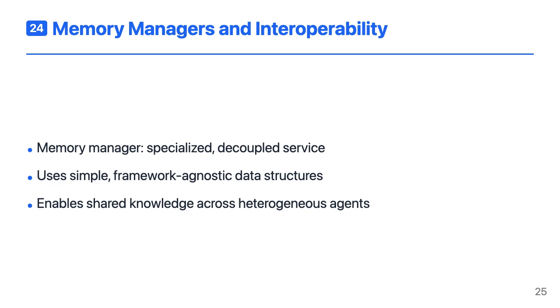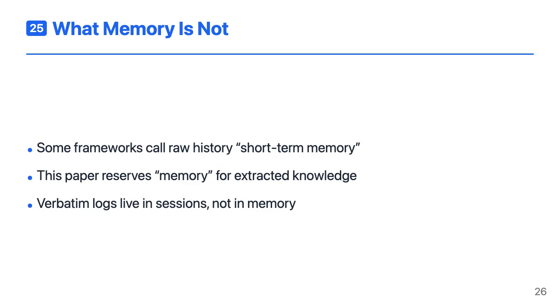Multiple agents, possibly written in different stacks, can all connect to the same memory store, contributing to and drawing from a shared knowledge base. This is how you get true collaborative intelligence across a heterogeneous agent ecosystem. Terminology can be confusing. Some frameworks refer to the session transcript itself as short-term memory. In this white paper, the authors draw a sharper line.